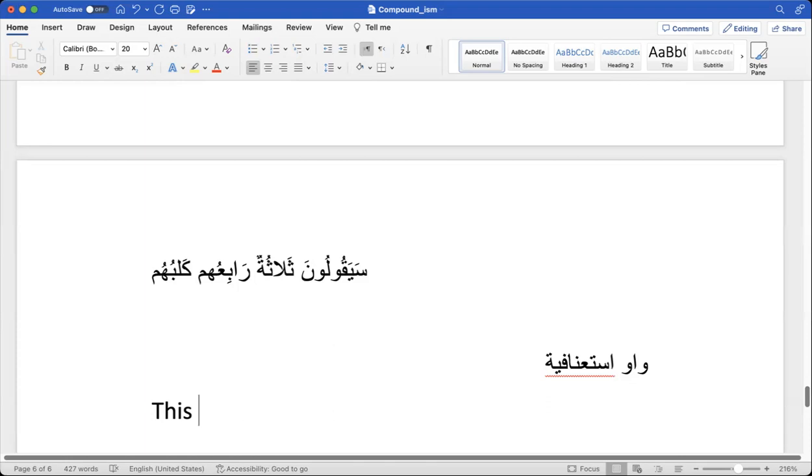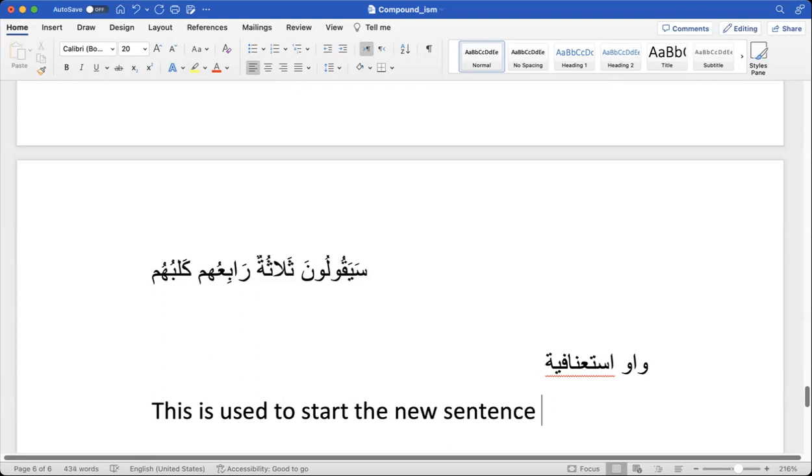If the sentence starts with the waw, and the word next to that waw is majroor, it has a grammatical effect. Then that's not istanafiya. That is waw harf jar. This waw will have no grammatical effect. It is used to start the new sentence.